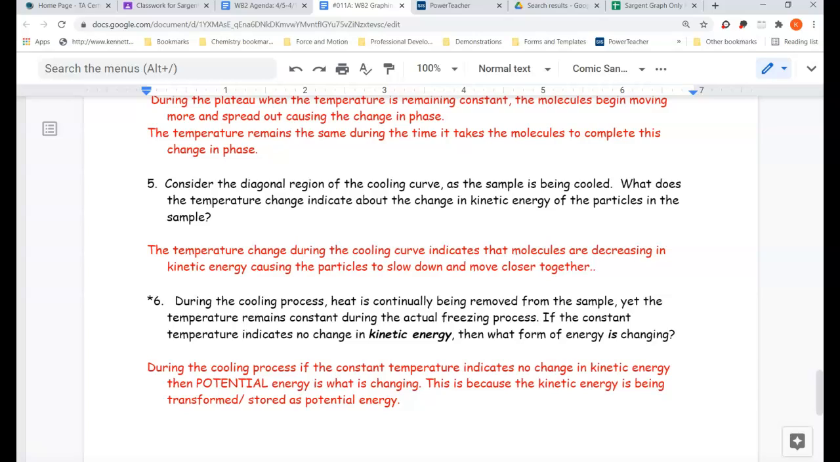And remember that molecules, even in their solid state, do move. There's a small amount of energy that's going to stay in there, but it is not moving as fast as it was in its full liquid state.